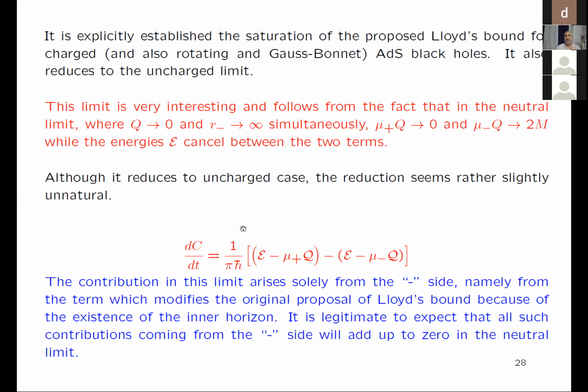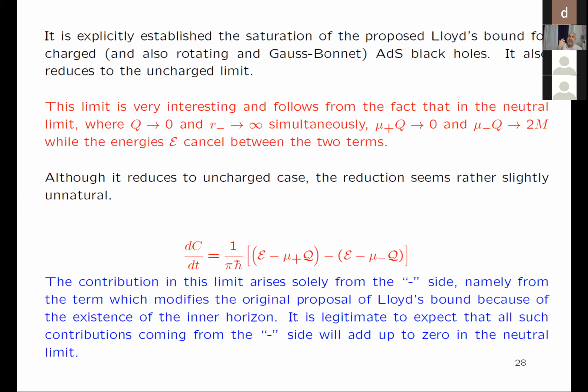To get the neutral case, we send Q equals 0, R minus to infinity, and simultaneously mu plus Q to 0 and mu minus Q to M. Then if you look at this expression, what happens in this limit is that this E cancels this E, and mu plus Q vanishes, goes to 0, and we end up with mu minus Q minus mu minus Q, which is actually 2 times M according to this. Therefore, we get the right answer for the neutral case.